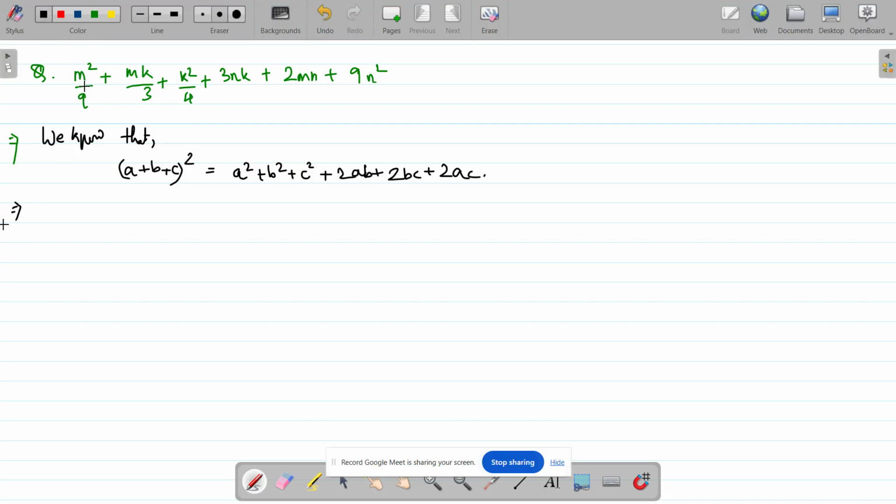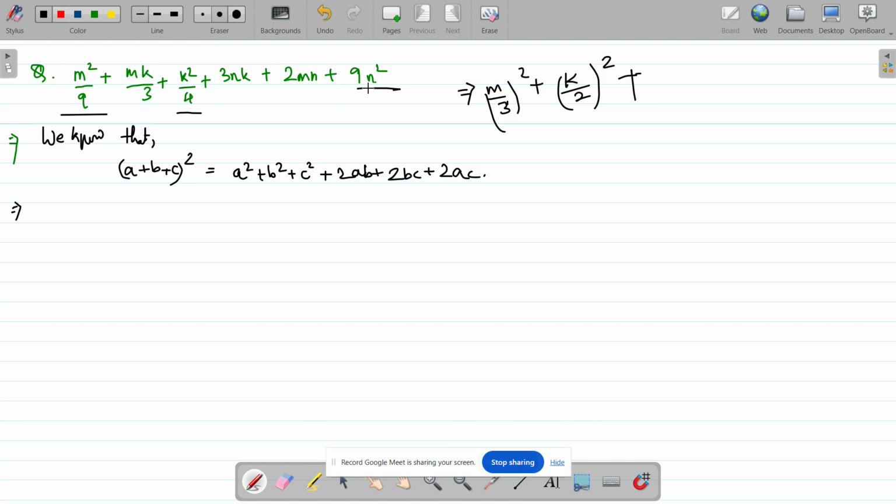We can see that m square by 9. So we can factorize m square by 9 as m by 3 whole square, right? First observe all the square terms, this term and this term. The first square term is m square by 9, so we can write it as m by 3 whole square. And second, we are looking at k square by 4. We can write it as k by 2 whole square, right?